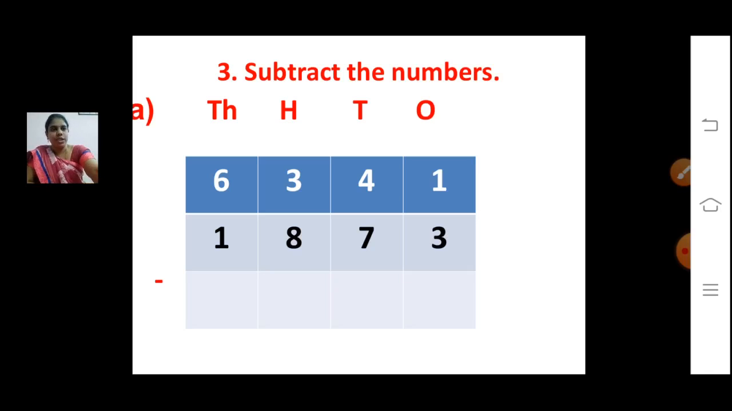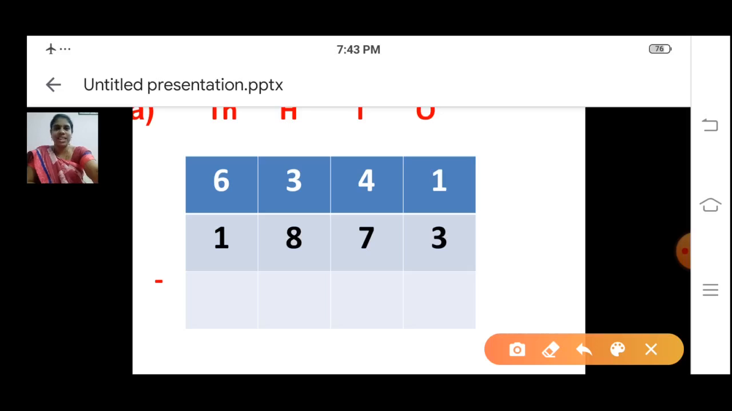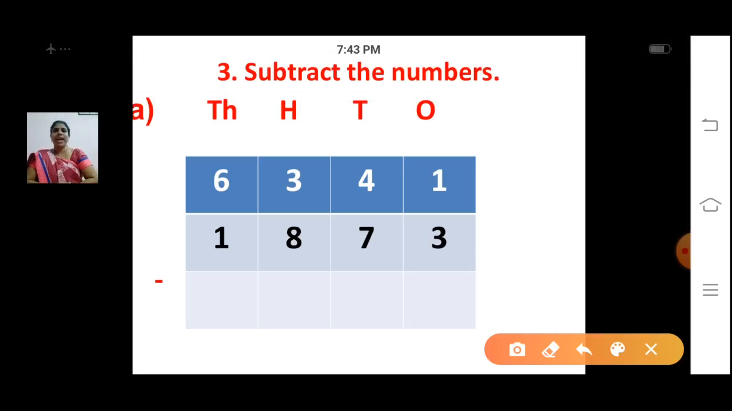I think you all are making some mistakes in this, right? We'll see that now. So we are going to subtract the numbers 6,341 minus 1,873. Let's subtract the two numbers, 6,341 minus 1,873. What is the first step?